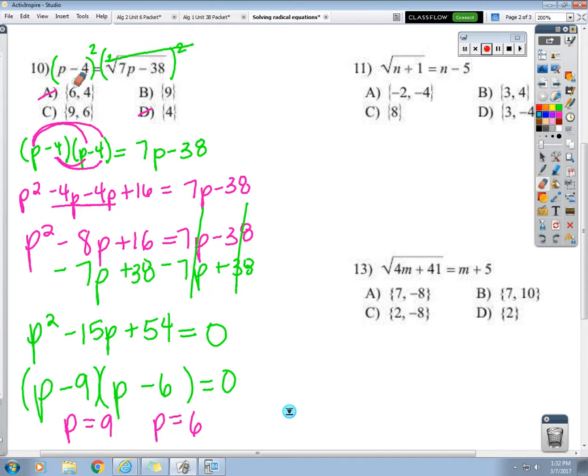Plug them in, because that 6 might be extraneous. You can't just assume C is right. It might be B. So instead of plugging in 9, because we kind of already know it's going to work, let's just plug in 6.